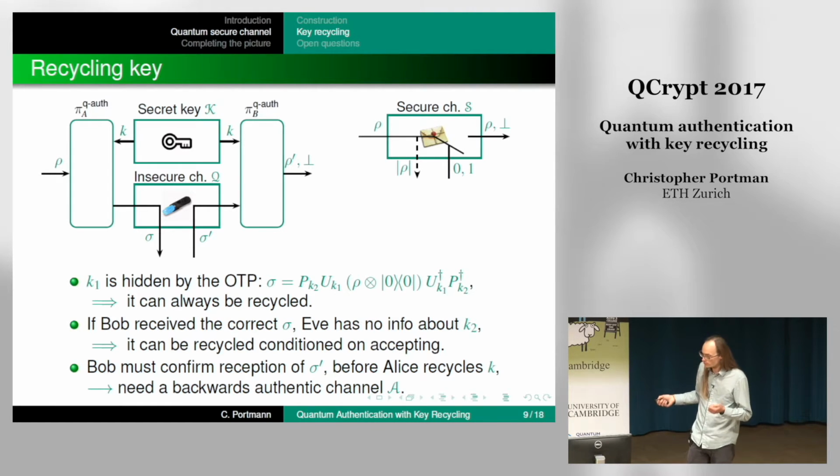But now for Q, as soon as we model this, you realize there's a little problem. Bob must confirm reception of this to Alice before Alice can recycle the key. Alice has to know that Bob has received it.